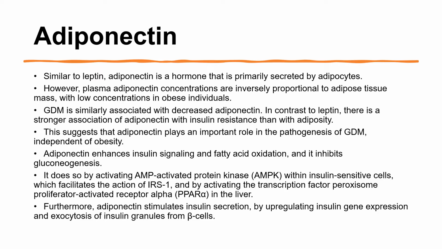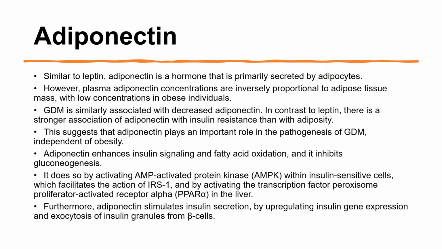Next is adiponectin. Similar to leptin, adiponectin is a hormone that is primarily secreted by adipocytes. However, plasma adiponectin concentrations are inversely proportional to adipose tissue mass, with low concentrations in obese individuals. GDM is similarly associated with decreased adiponectin. In contrast to leptin, there is a stronger association of adiponectin with insulin resistance than with adiposity. This suggests that adiponectin plays an important role in the pathogenesis of GDM independent of obesity.